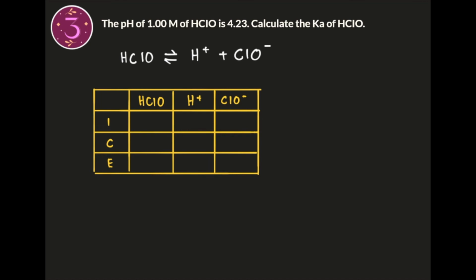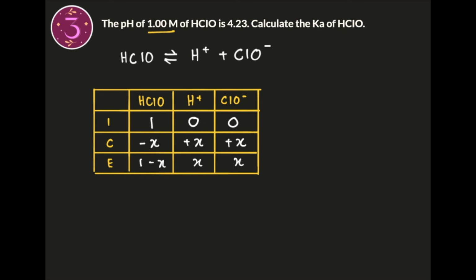Given to you is already the concentration of HClO. So the initial concentration shall be 1. At first there's no dissociation, so 0 and 0. Since it's all 1, this one will be negative x, this one will be positive x and positive x. So it's going to be at equilibrium 1 minus x, x and x, right?